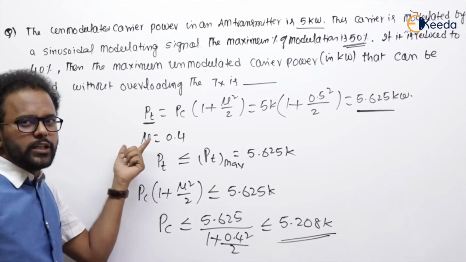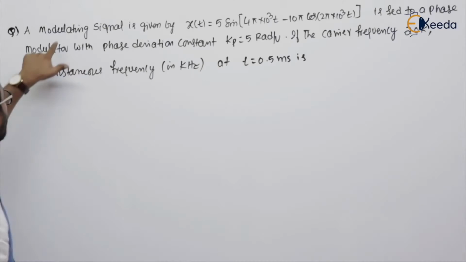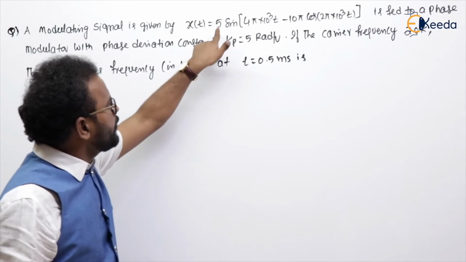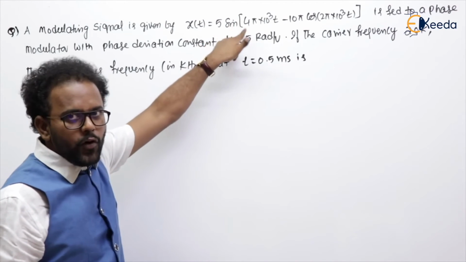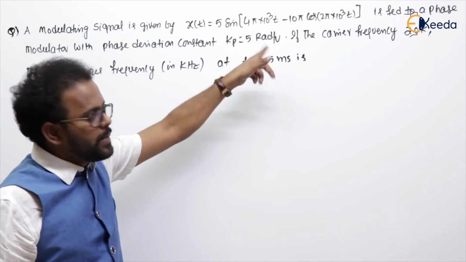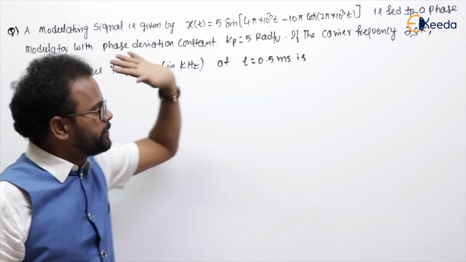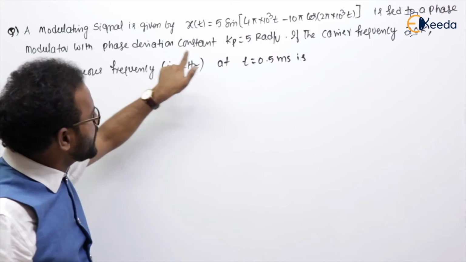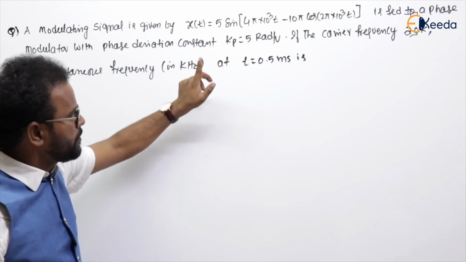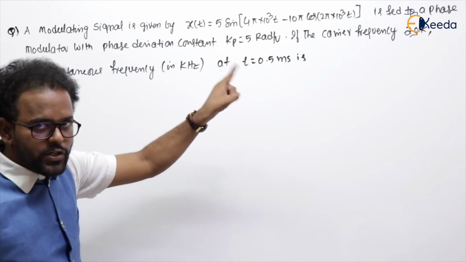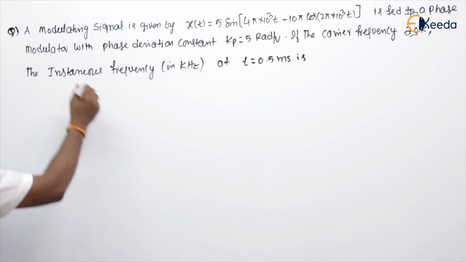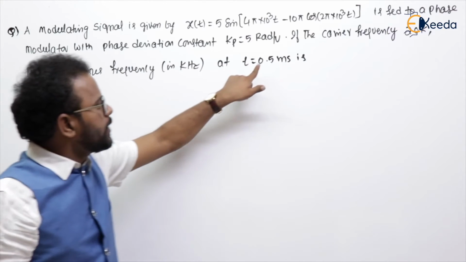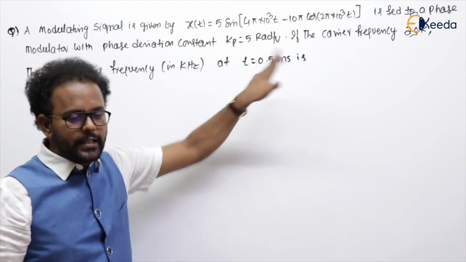Simpler problem by changing the mu values, calculation. A modulating signal is given by x of t equal to 5 sine 4 pi 10 cube t minus 10 pi cos 2 pi 10 cube t, and is fed to a phase modulator with a phase deviation constant kp of 5 radian per second. If the carrier frequency is 20k, the instantaneous frequency in kilohertz at t equal to 0.5 millisecond is.